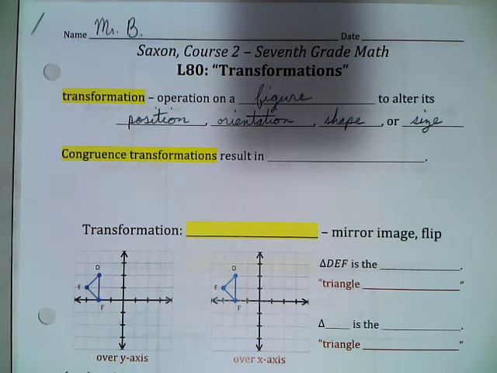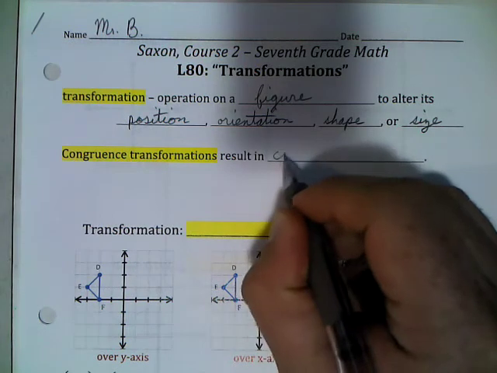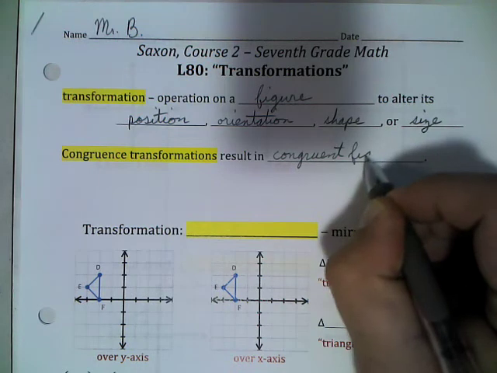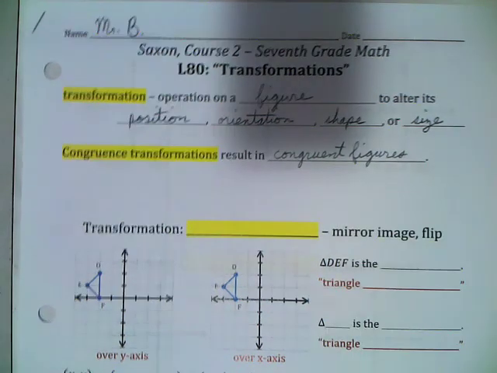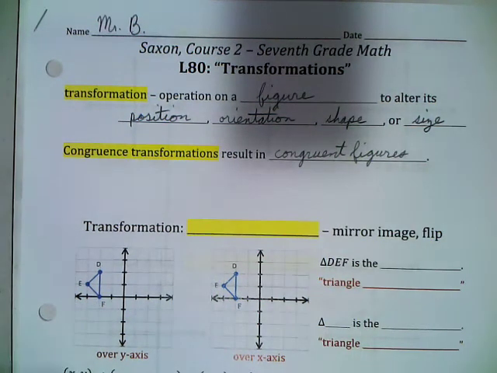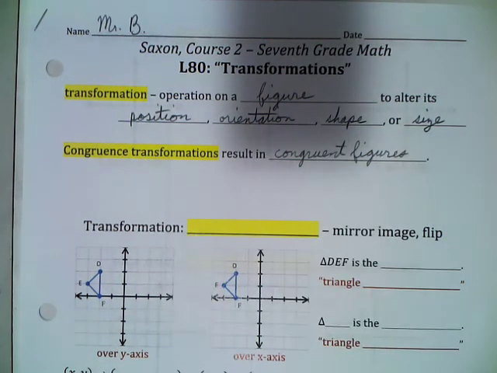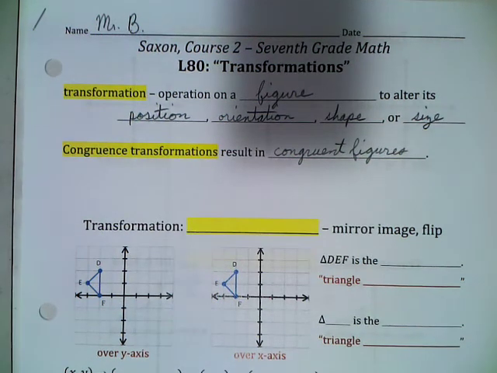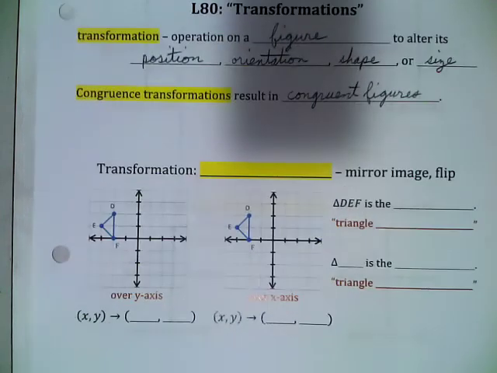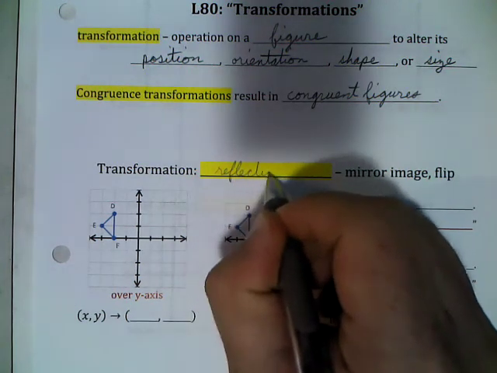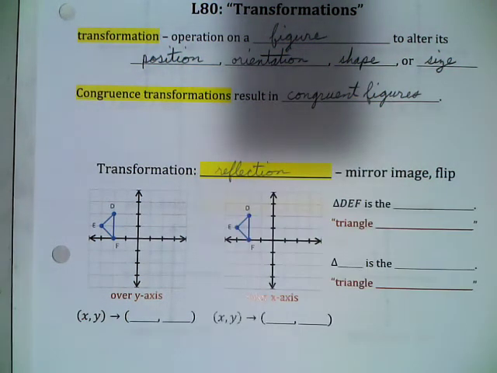Congruence transformations, however, result in congruent figures. So congruence transformations will only change the position and the orientation. The shape and the size will stay the same. And there are 3 congruence transformations that we're going to take a look at here today. So the first one is what's known as a reflection, or you could consider this a mirror image or a flip.